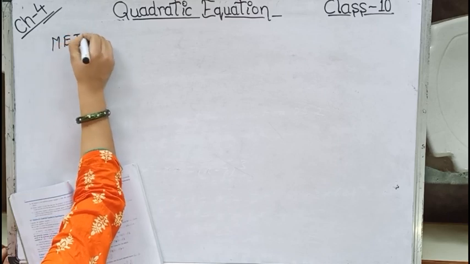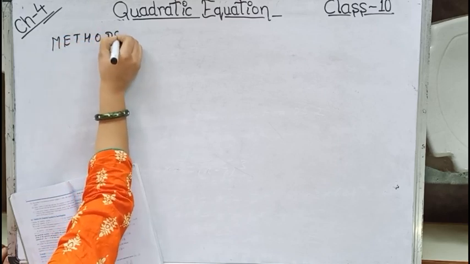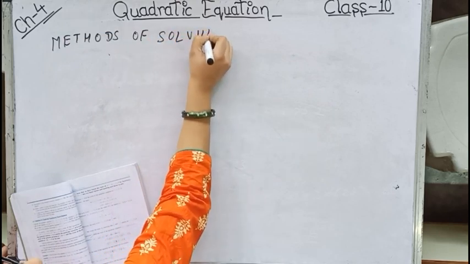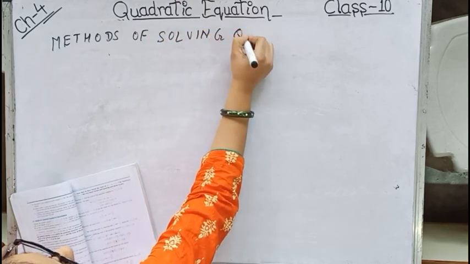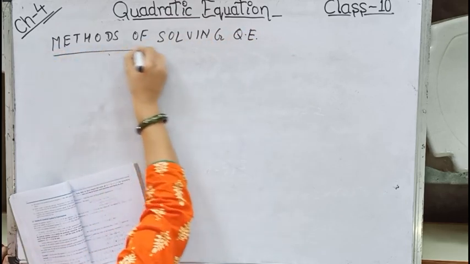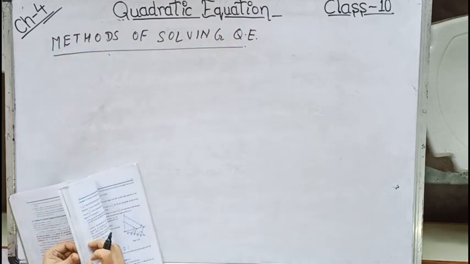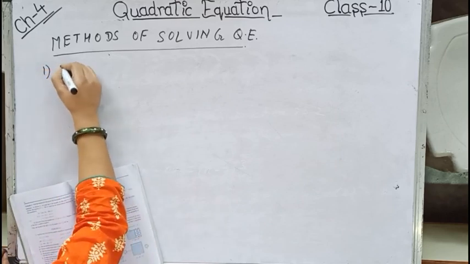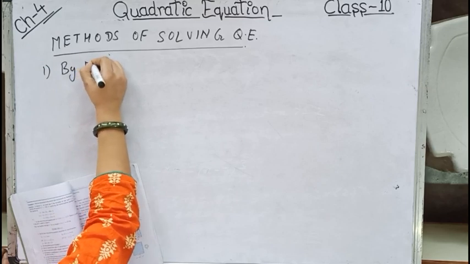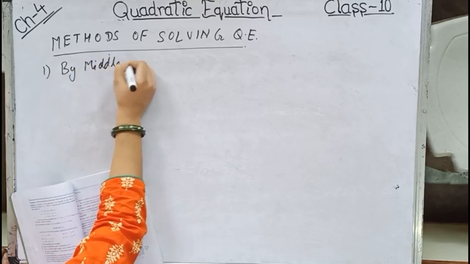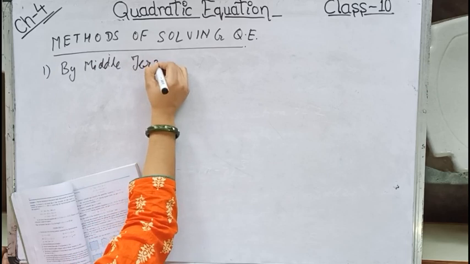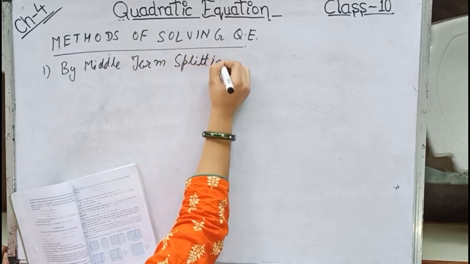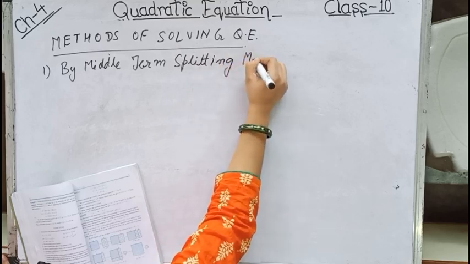So, methods of solving quadratic equation. Number 1, by middle term splitting method. Middle term splitting method.